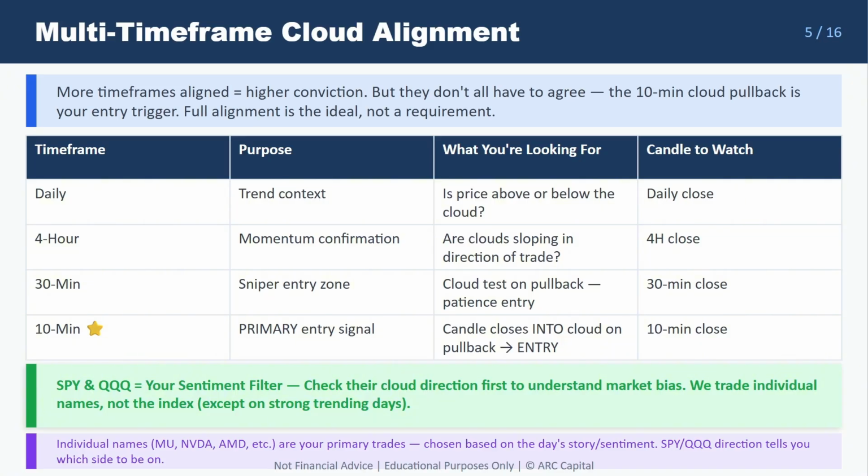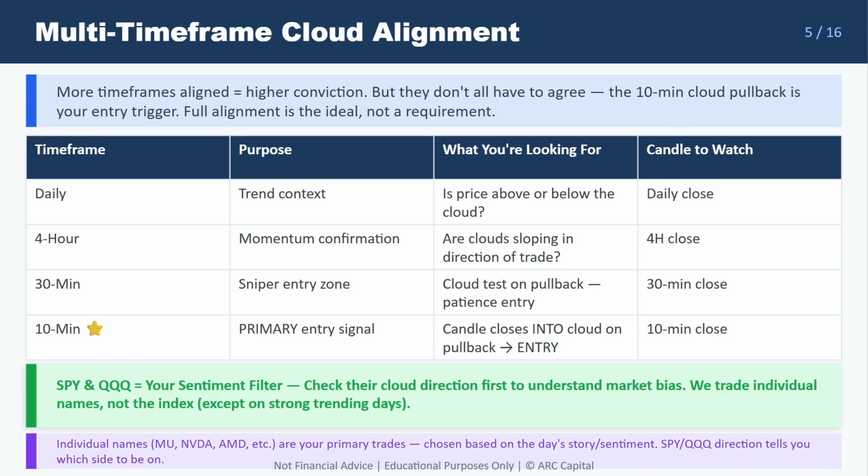You guys know that we always announce our 30-minute closes, right? So the 10-minute time frame, the purpose is the primary entry signal. Candle closes into the cloud on the pullback is your entry. You're watching every 10-minute close, seeing if we're holding above or below the clouds. Our buyers are in control, or our sellers are in control, right?